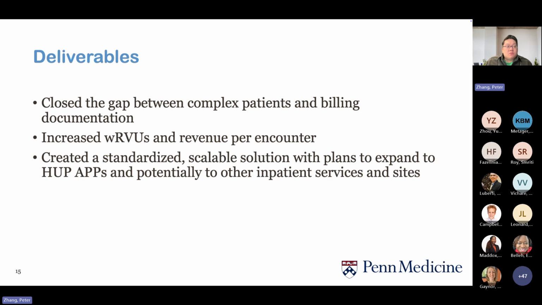So what were our deliverables? We essentially reversed our billing practices to match what we were doing before 2023, and then we closed the gap to document complex patients appropriately. We were able to demonstrate increased work RVUs and revenue per encounter, and we ended up creating a standardized, scalable solution in terms of these notes and these templates and smart phrases. So we're hoping to expand these tools to our APP colleagues at HUP in the future and potentially other inpatient services. The great thing about templates and smart phrases is that they're very easily distributed and shared, so they can be scaled up quite easily.